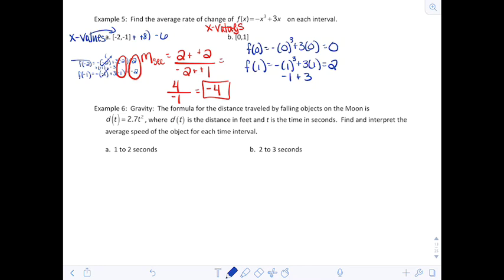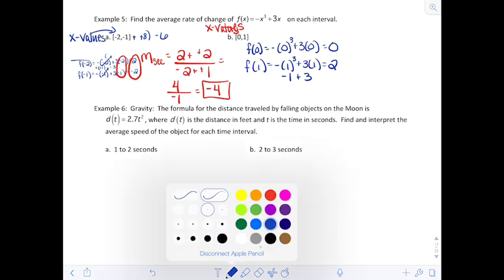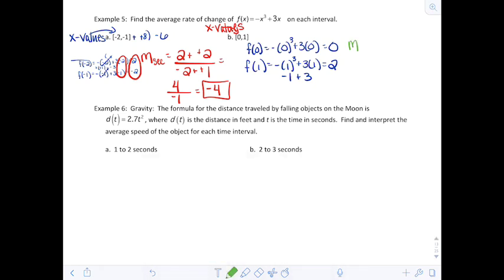Okay, so now as I do my formula, the slope of the secant line will be the difference of my y's. I'm going to go 0 minus 2 over the difference of my x's, 0 minus 1. So I get negative 2 over negative 1, which is just 2, and that would be the average rate of change.